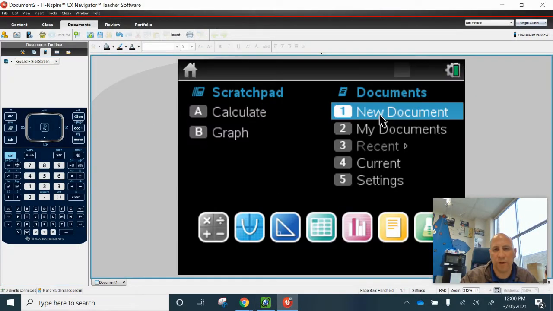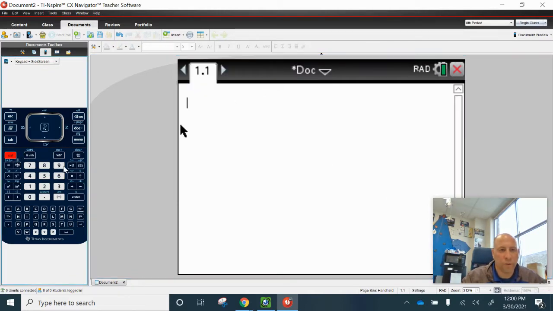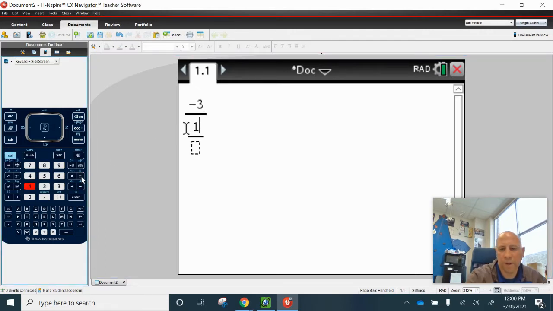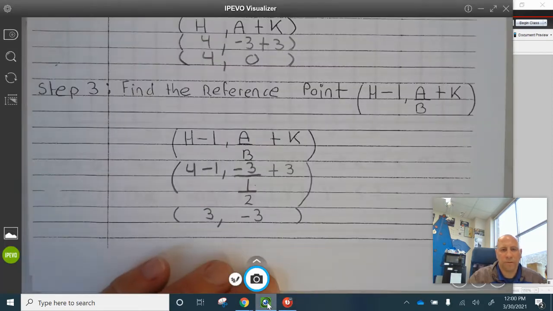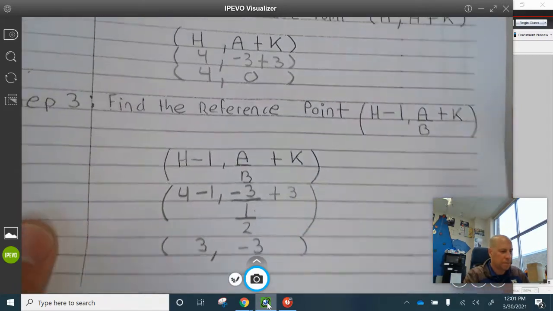So on new document, add calculator. So we're going to do control divide -3, control divide 1 divided by 2, plus 3 is -3. So this reference point is (3, -3).